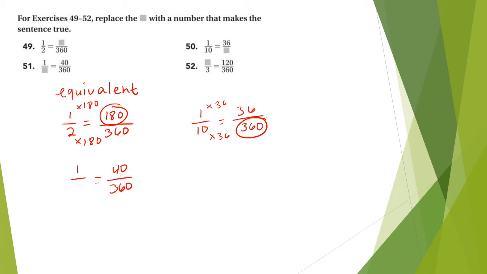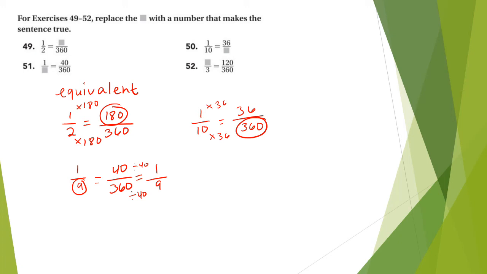Then looking at the next problem, 51, I have 1 over something equals 40 over 360. Again, there's lots of ways to solve these problems, but maybe I want to try simplifying. So for example, 40 divided by 40 would make 1. 360 divided by 40 would make 9. So 1/9, in this case I'm looking for that value of 9, is the same as 40 over 360. You could also think about how 1/9 of a rotation would be 40 degrees out of 360 degrees.